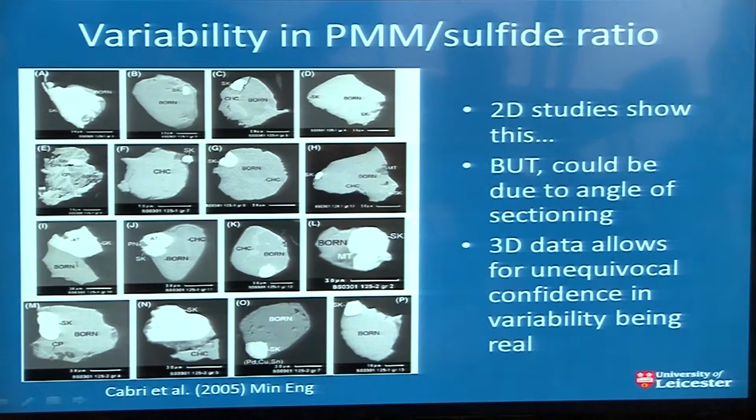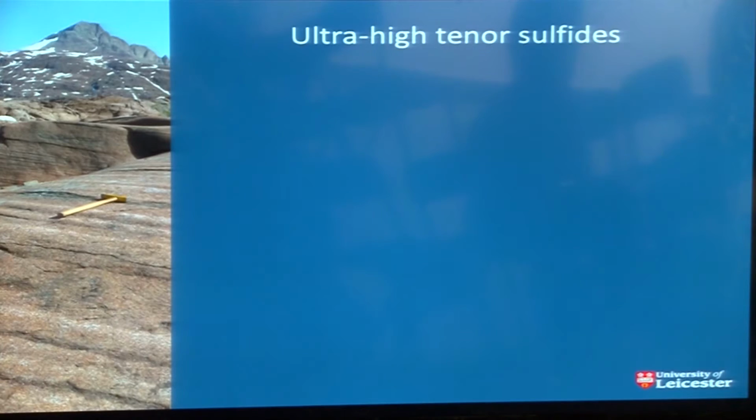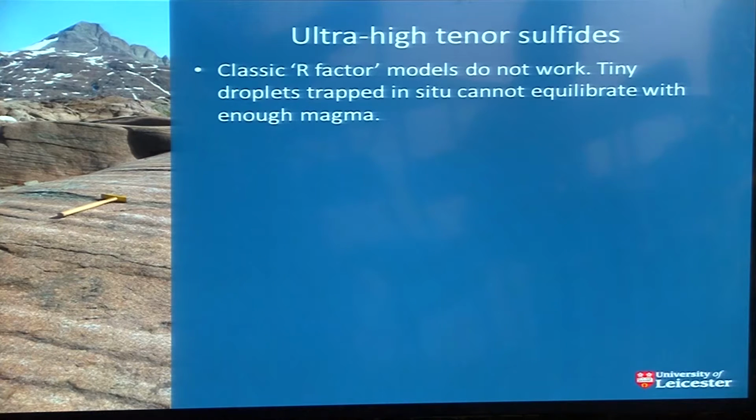So we do need the 2D techniques to be able to give us the compositions, but adding the 3D data allows us to understand that variability being real. And we applied this to ore deposit models. Basically, the usual model for forming high tenor sulfides is that your sulfide droplets react with a lot of silicate magma in the classic R factor model. But this doesn't work for these because we've got tiny little droplets which were trapped in situ. They cannot have actually interacted with enough magma.